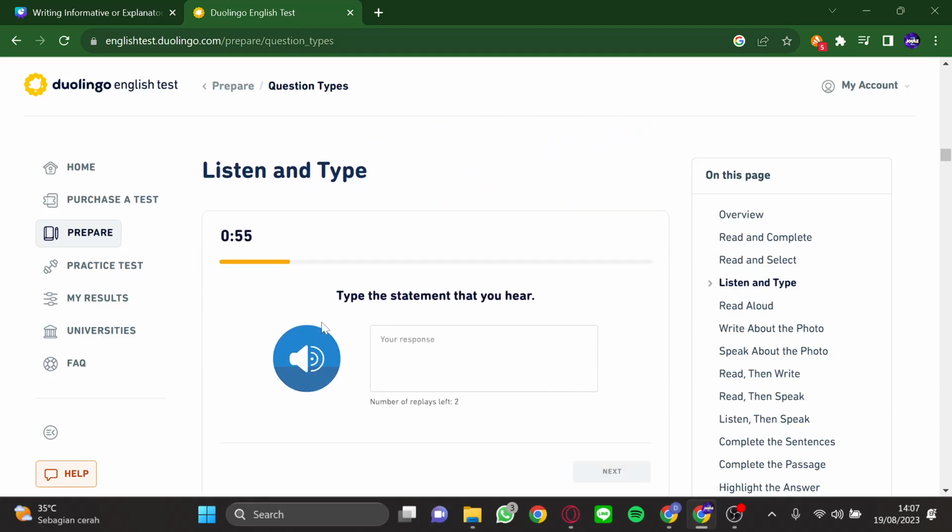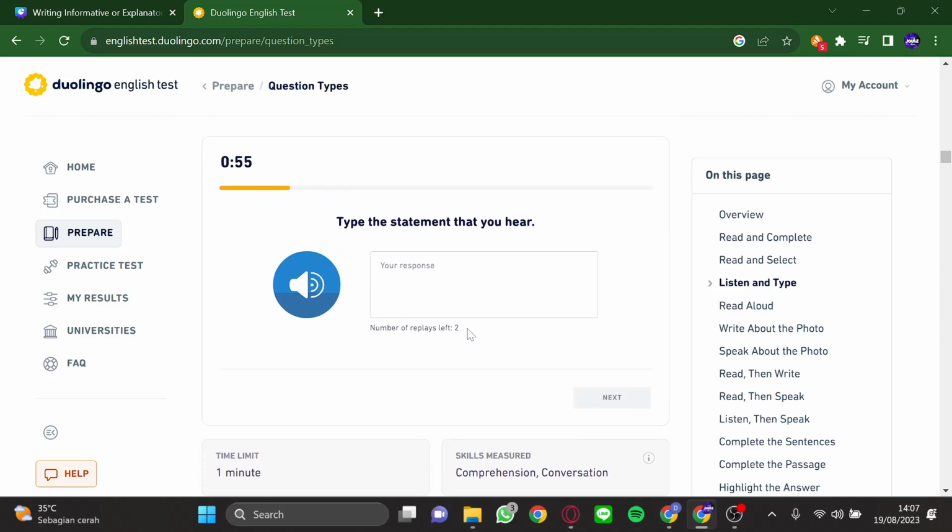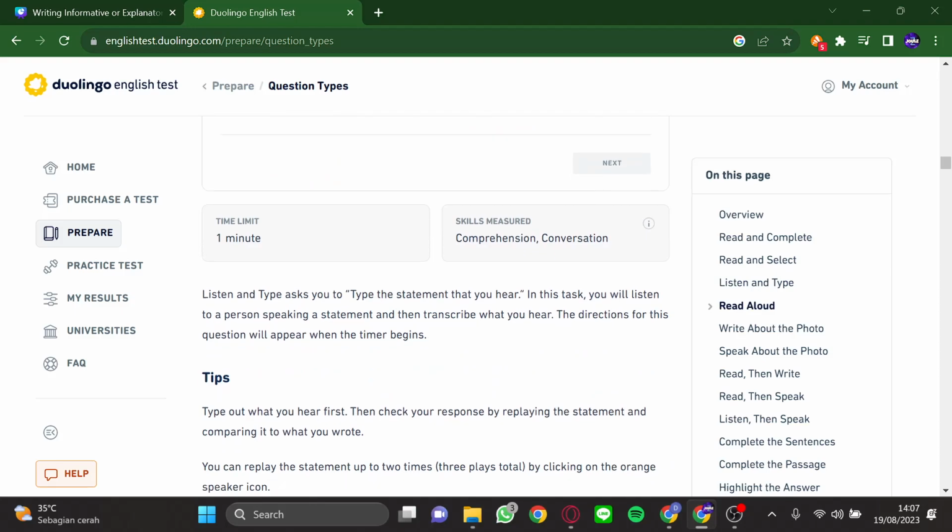So basically, the test will put a recording of someone speaking about something, and it's basically 1 until 3 sentences, and you have to type the statement that you hear. Basically, just repeating what the audio says, but with typing. The time is 1 minute.